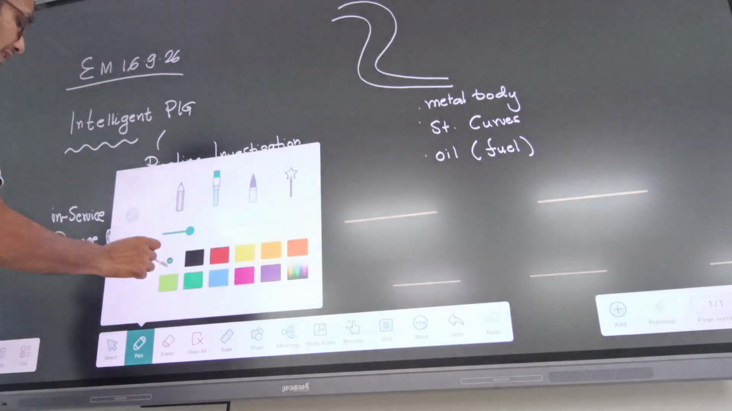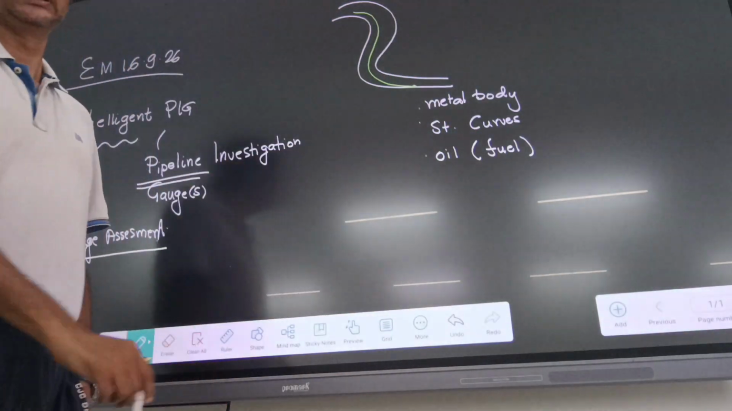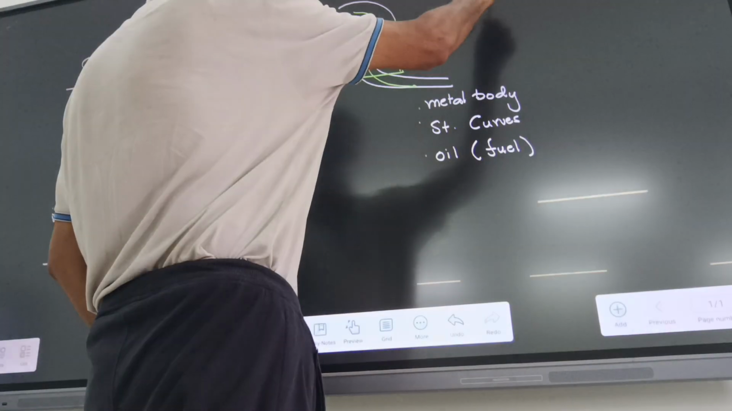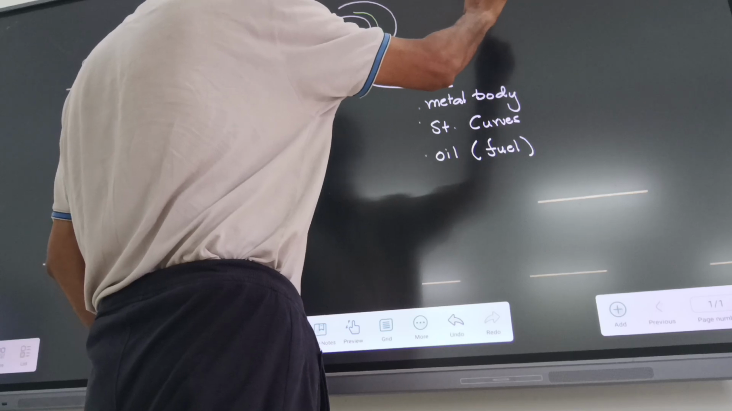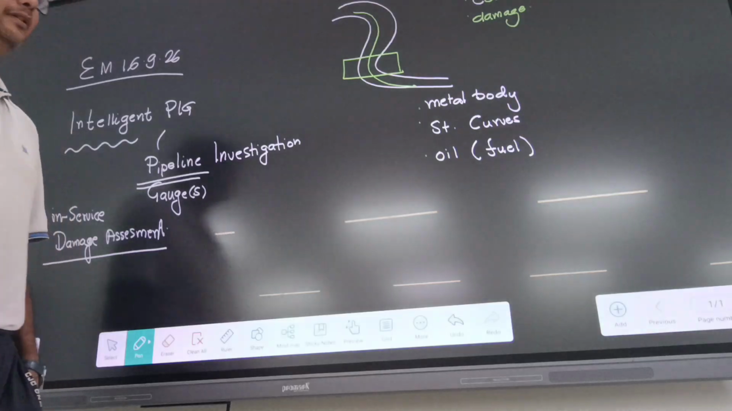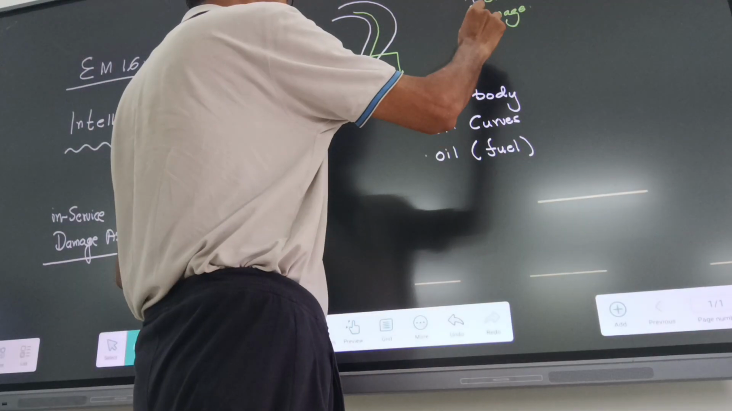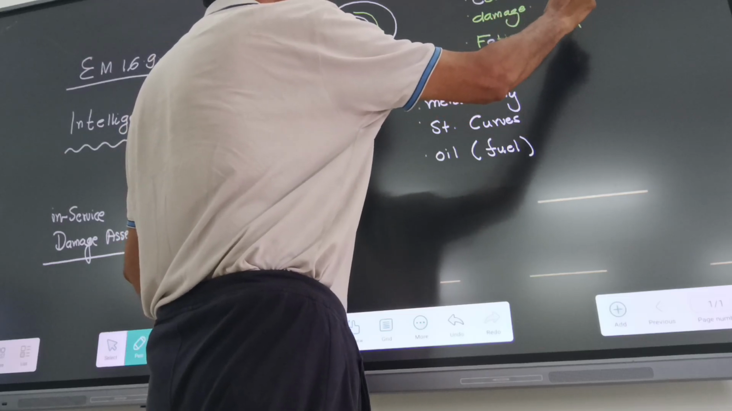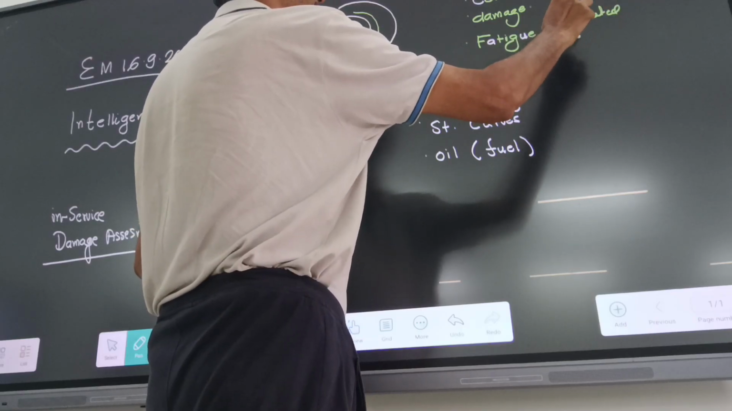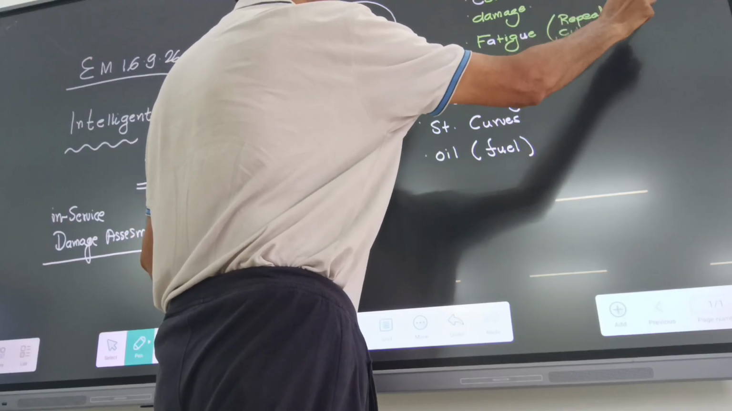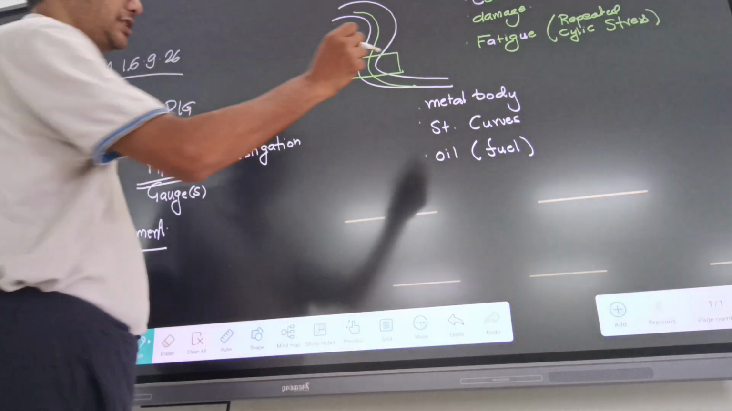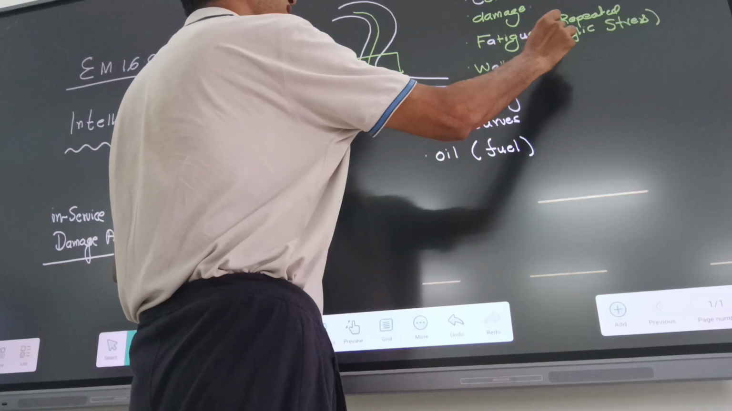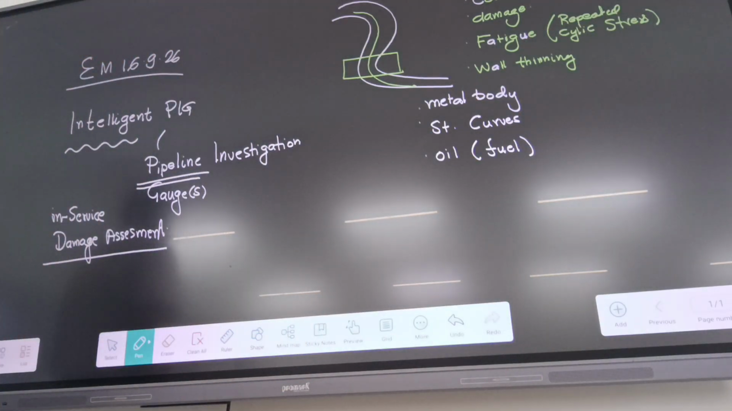As the oil and fuel pass through these pipes, especially at the curved regions, there is a possibility of corrosion, a possibility of damage, and if a mechanical aspect is also involved, there can be fatigue, if repeated cyclic stress is involved, and there can be thinning of the walls. So all these possibilities can happen.